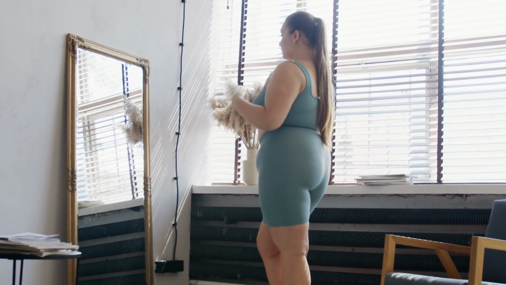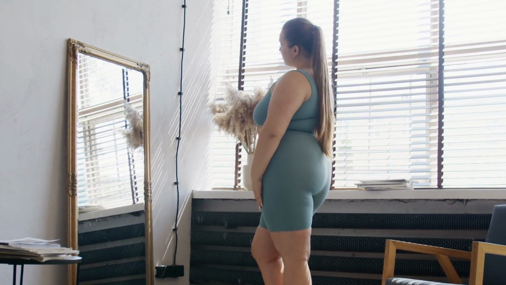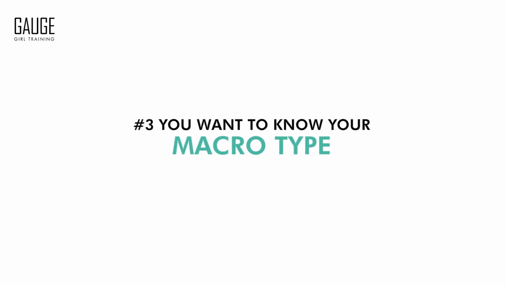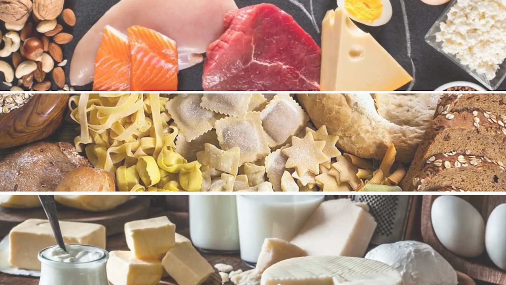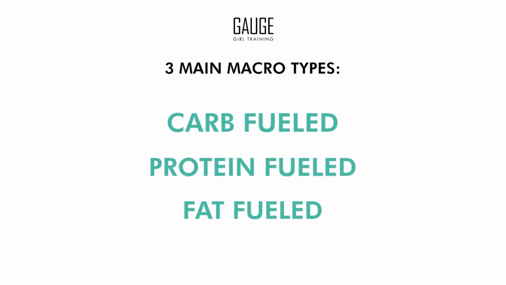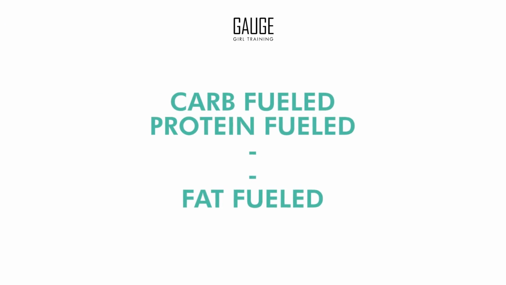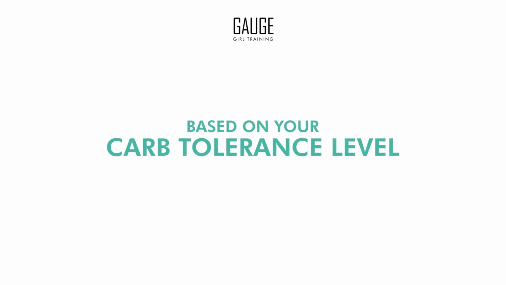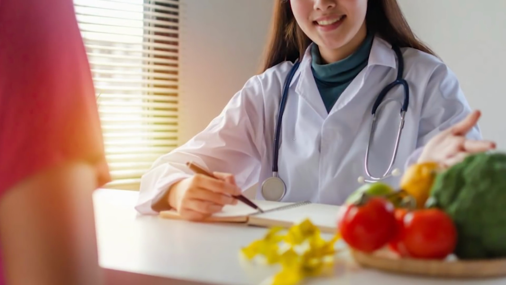Number 3, to optimize your fat loss and actually speed it up, you want to know your macro type. It's the simplest way to tell which of the 3 macronutrients you should be consuming in the largest quantities. There are 3 main macro types: carb-fueled, protein-fueled, and fat-fueled. Between the protein-fueled and the fat-fueled, there are two levels based on your carb tolerance level. And this is a very simple way to index how your macros should be outlined.